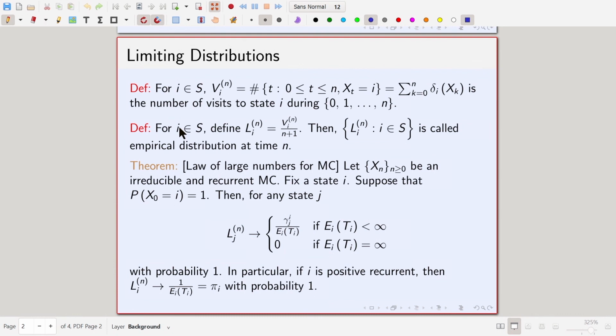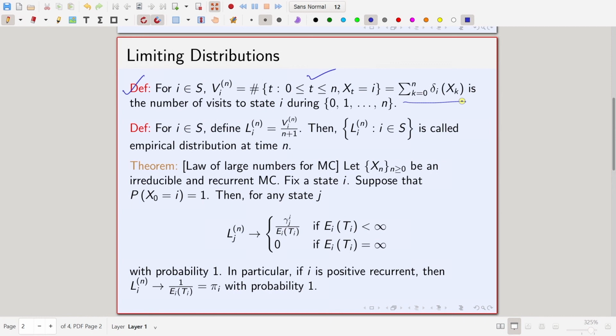So first we start with some definitions. For any state i in S, we define Vi(n) to be the number of t's between 0 and n such that Xt is equal to i. Or in other words, it is the summation over k running from 0 to n of delta_i(Xk). That means delta_i(Xk) is equal to 1 if Xk is equal to i, 0 otherwise. So this Vi(n) is basically the number of visits to state i during 0, 1, 2 up to n.